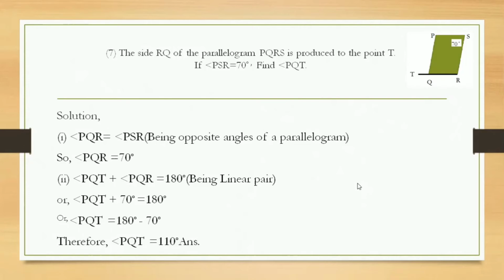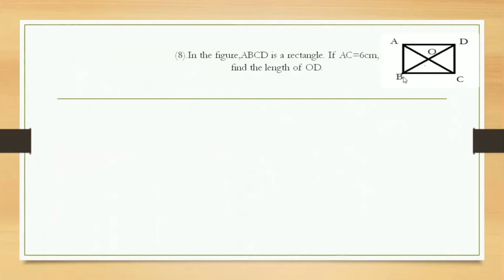Okay. Now let's move to the next question, number 8. In the figure, ABCD is a rectangle. If AC equals 6 centimeters, find the length of OD. The figure is like this. AC is given, we have to find OD.